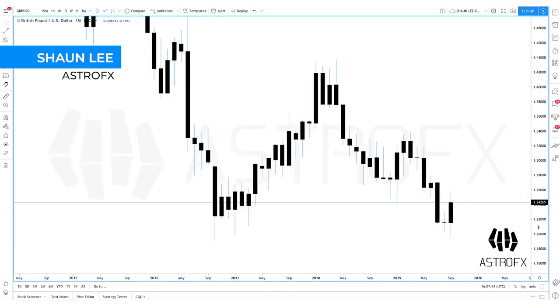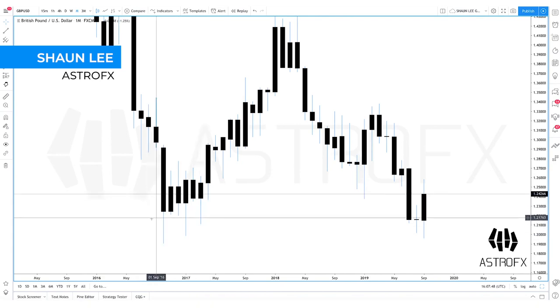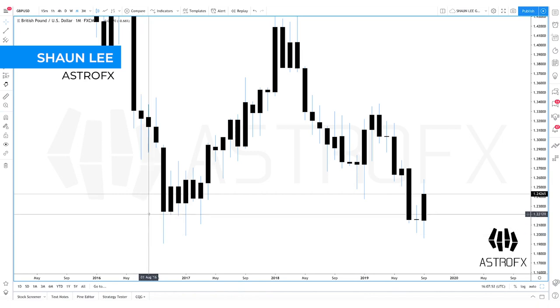Looking at the month, now this is where it gets a little bit more interesting. So here, this is the monthly. We have the spikes into, and put the crosshair at 1.2, boom, boom, boom. And then here where the bodies are, we have 1.22.